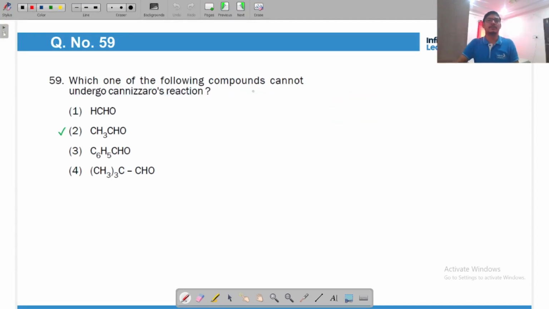Which one of the following compounds cannot undergo Cannizzaro reaction? Those which have an alpha hydrogen do not undergo Cannizzaro reaction in alkaline medium. Instead, they undergo aldol reaction, right? This one and this one, they don't have alpha hydrogen, they will undergo Cannizzaro, but this will not.